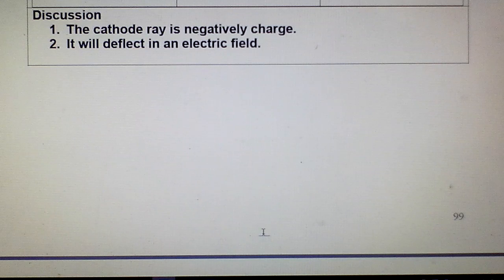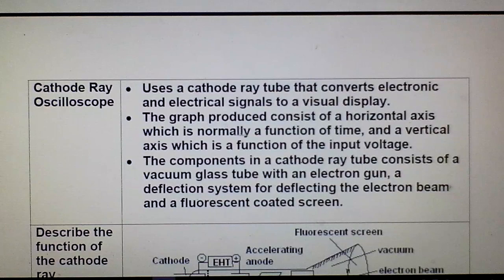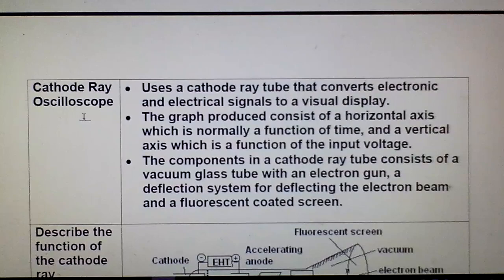Okay, now the CRO, cathode ray oscilloscope. It's a very important instrument that can be used to display waveforms, to display signals, like a heartbeat or the sound produced by a musical instrument. Also, we can show them on the screen of the CRO.